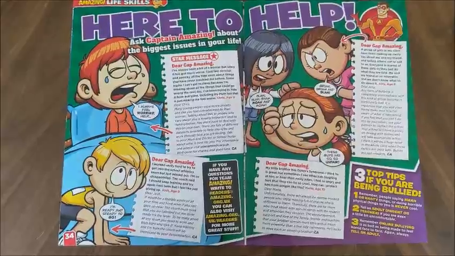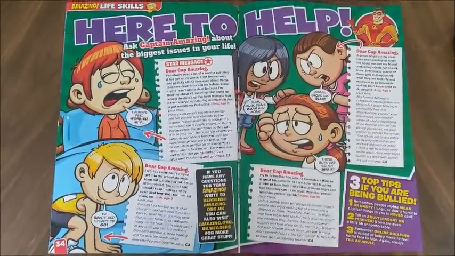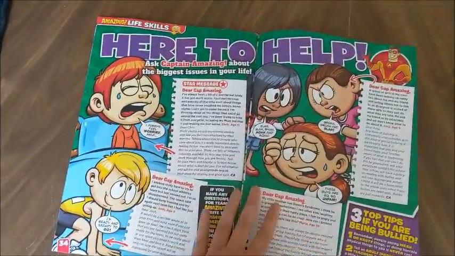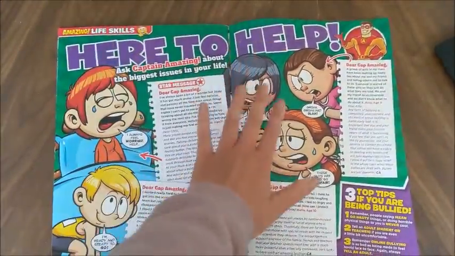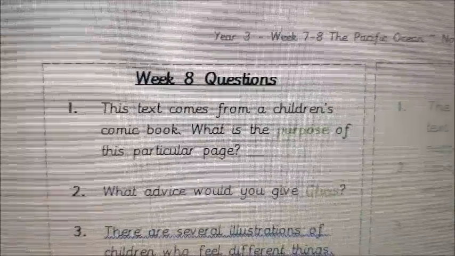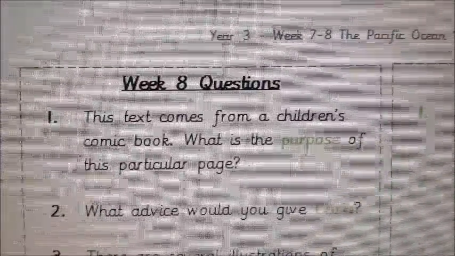Okay, we're going to move on to week 8 and I'm going to show you how we can answer these questions. Now this is the same comic book, but as you can see, right towards the back of this comic book, on the very last page, there is a page called Here to Help. Okay, and the very first question is, this text comes from a children's comic book. What is the purpose of this particular page?